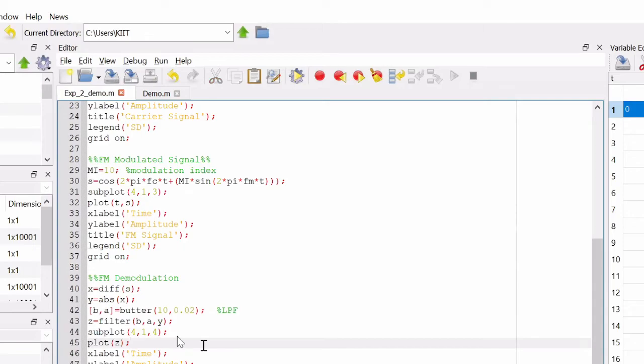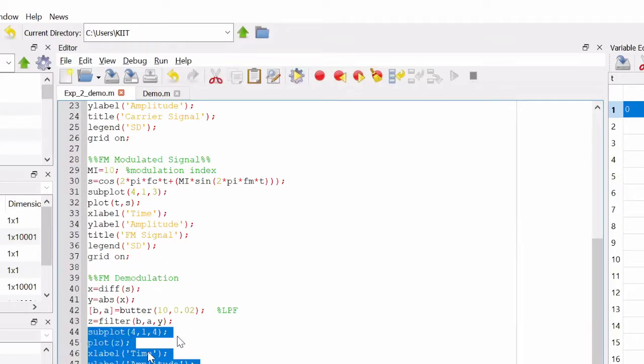Okay. So here, let me show you the result, and then I will tell you what is the one single thing we are missing. Let me just run this entire thing. I hope this part I don't need to explain. This is the fourth plot. I am plotting the Z, the demodulated FM signal, X label, Y label, title, legend, grid on. Everything is very well understood.